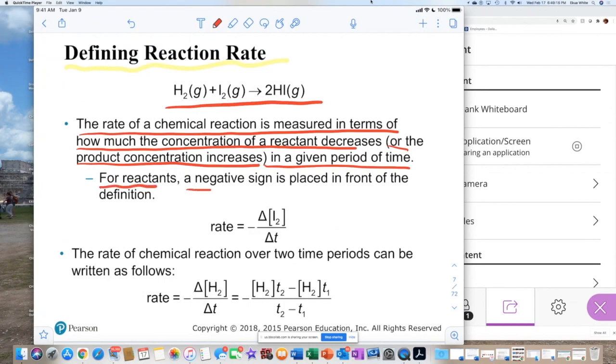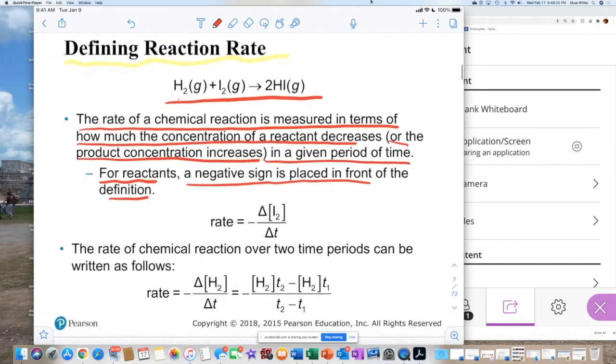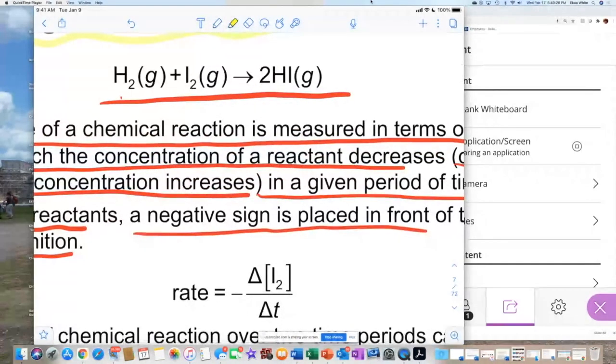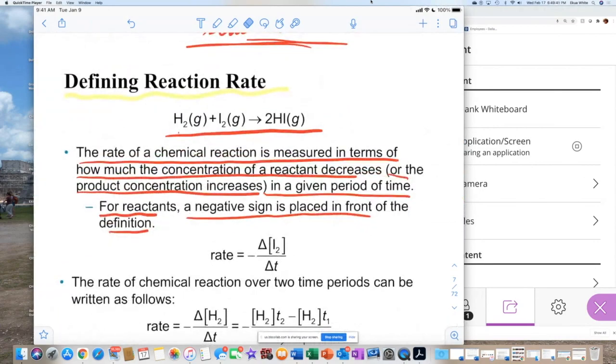For reactants, a negative sign is placed in front of the definition, like I did before, right? Only now we have a balanced equation. So let's see right here. In our balanced equation, we have two reactants, okay? There is this one, and then there is this one. I'm going to erase this one here because it helps, when you get what they're trying to say, to recognize when they have switched the focus. Right here they're telling you for reactants a negative sign is placed in front of the definition.